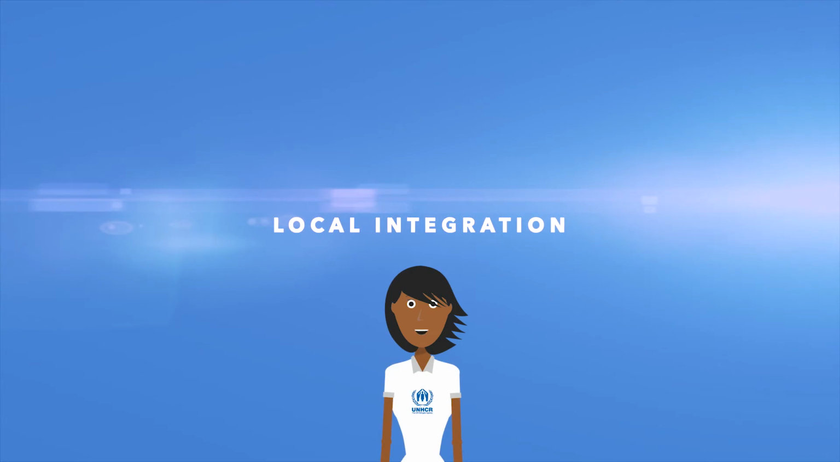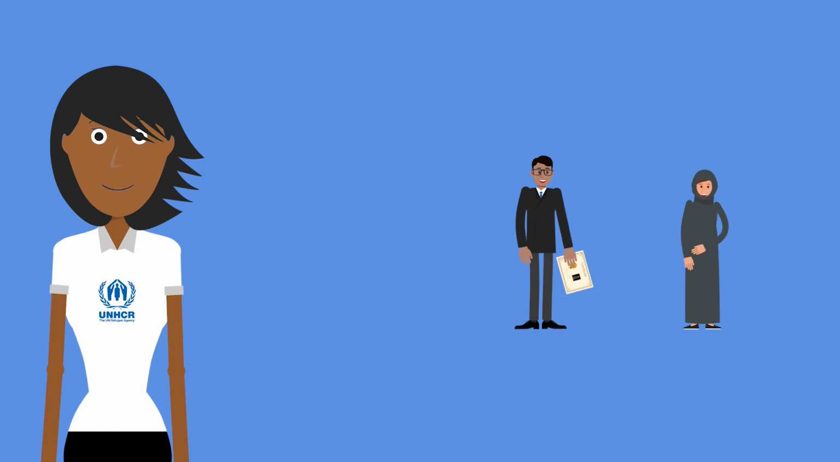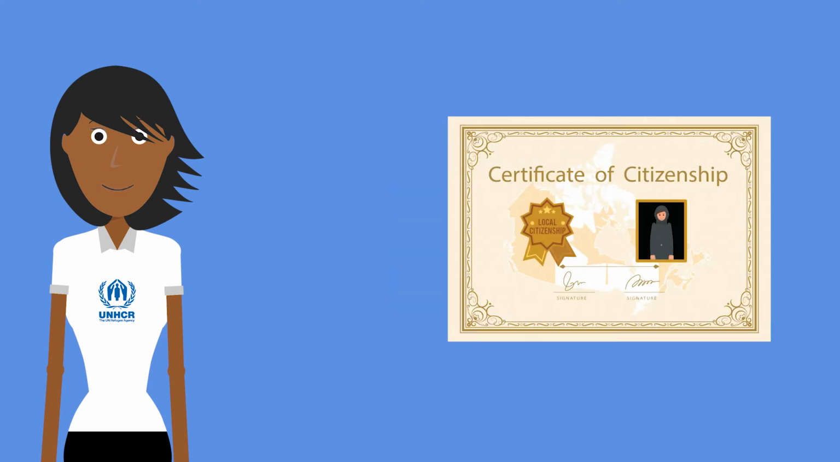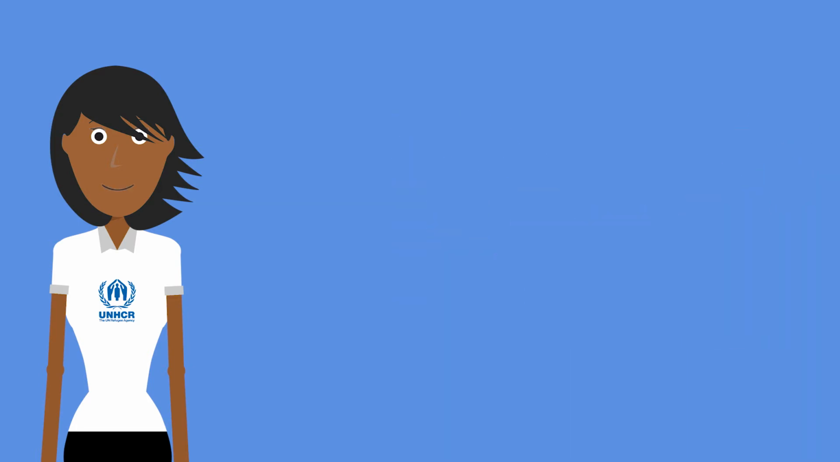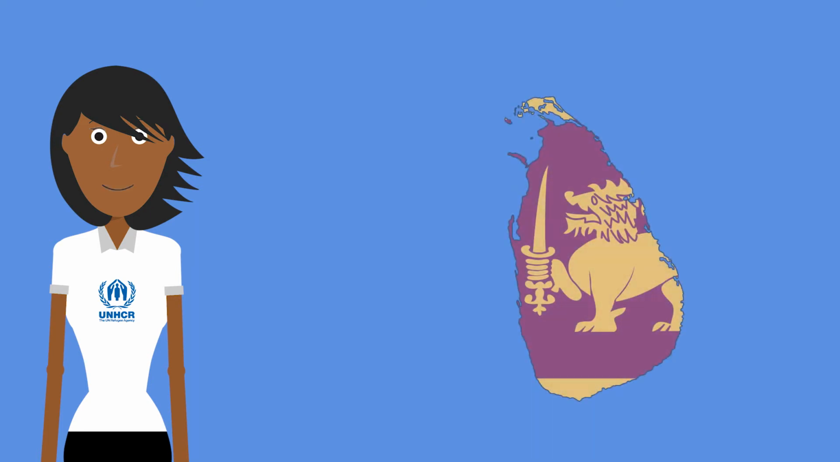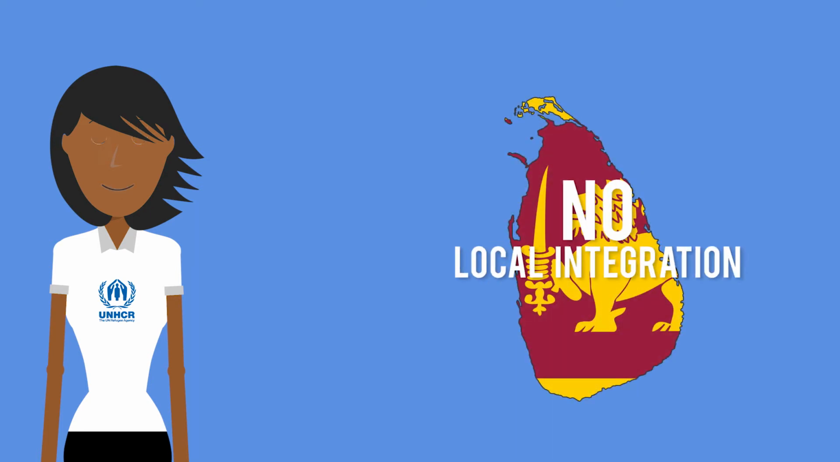Local integration is when a refugee is permitted by the country of asylum to legally reside within that country and is able to enjoy most of the rights equally granted to citizens and permanent residents. Please note that at the moment Sri Lanka is not a country that permits refugees to locally integrate.